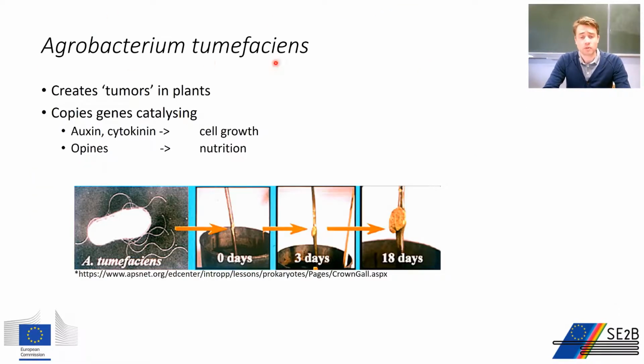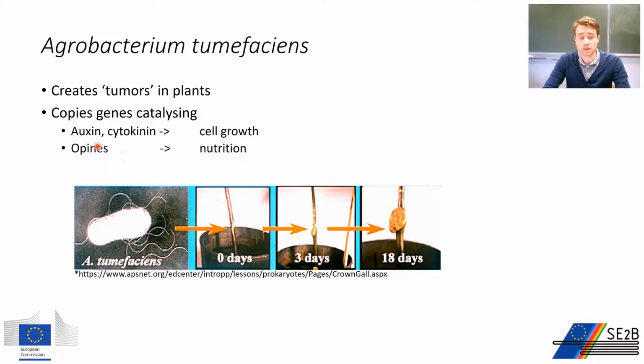So what is Agrobacterium tumefaciens? Agrobacterium tumefaciens is a bacteria that can create tumors in plants. Now, the tumors are a little bit different from what we would see in humans or in animals, but we do see some abnormal cell growth. And this happens due to the fact that these bacteria copy in specific genes encoding auxin and cytokinin. And these are plant hormones inducing cell growth. And it copies in one other gene, which is encoding a few opines, and this is for the nutrition.